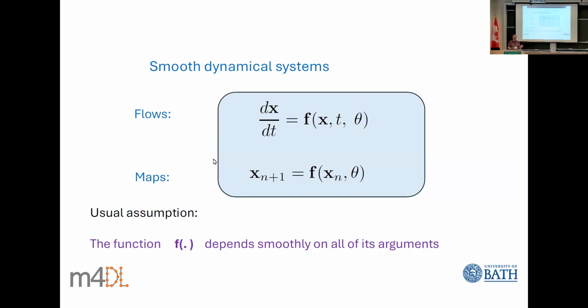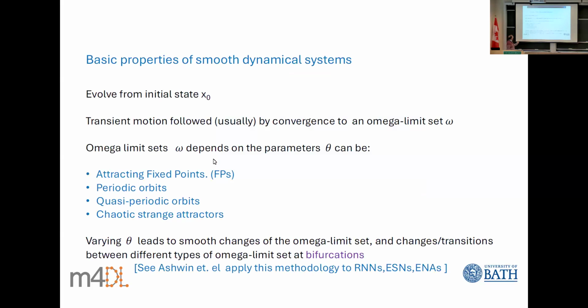Many of the differential equations or flows that we've looked at this week have had that basic, very straightforward property. And then, of course, we know what to do. We know a lot about dynamical systems. They've been around for a long time. Typically, you might start them from some initial state x0, and you evolve forward in time.